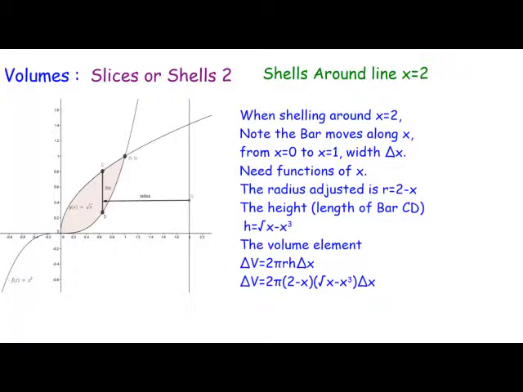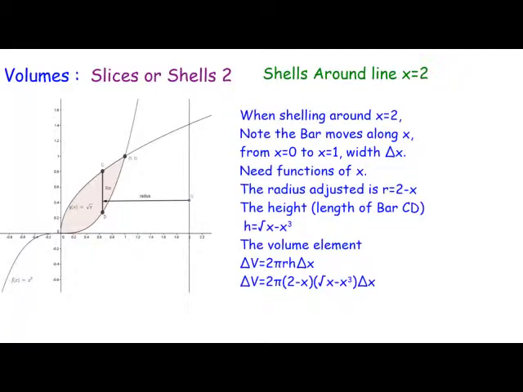The radius now is 2 minus the x value, and the height is the difference between the function values. The top height you can see is root x, and the bottom of the bar is x cubed. The height is just the difference of those two functions. The volume element again is 2 pi r h delta x, because a shell is a rectangular prism.